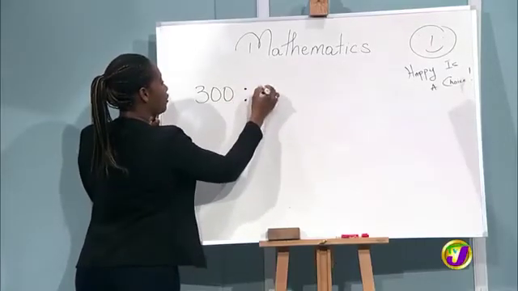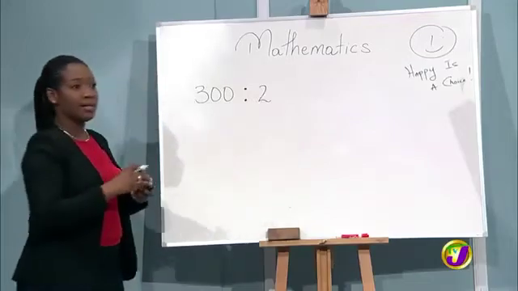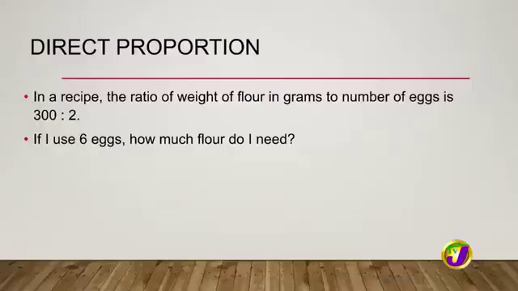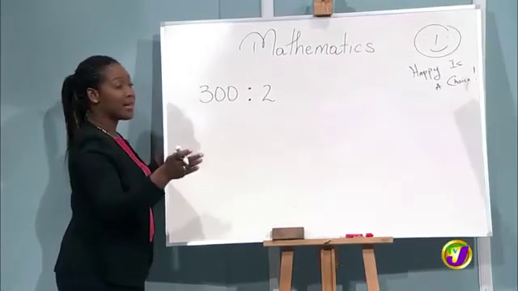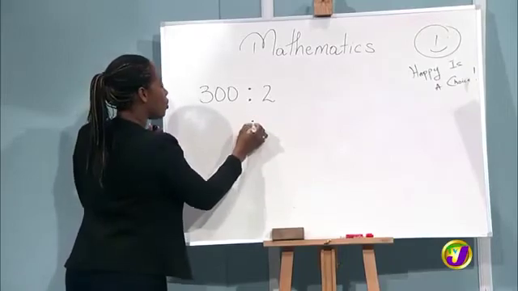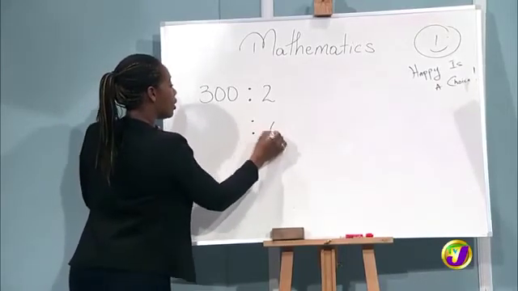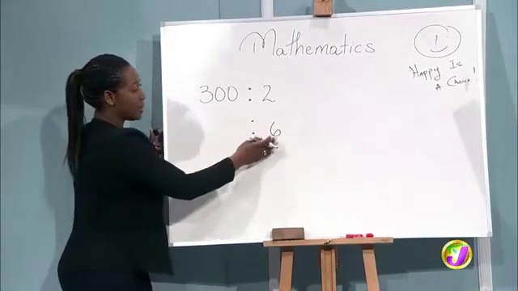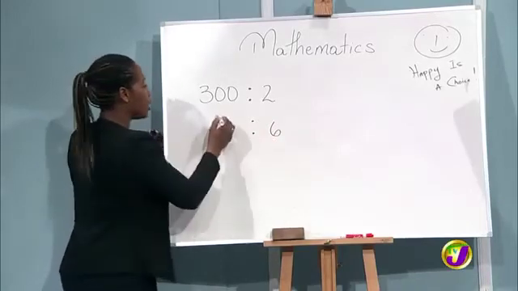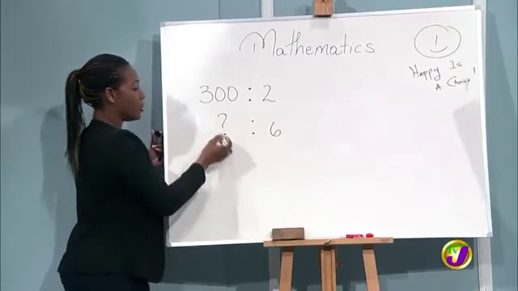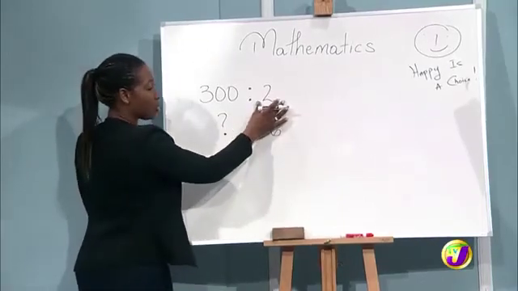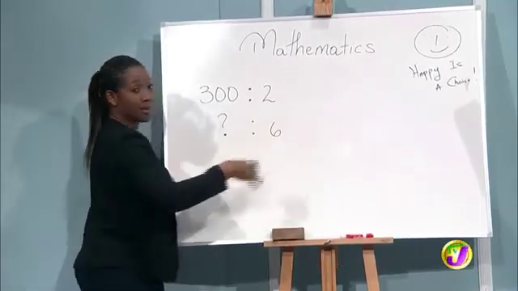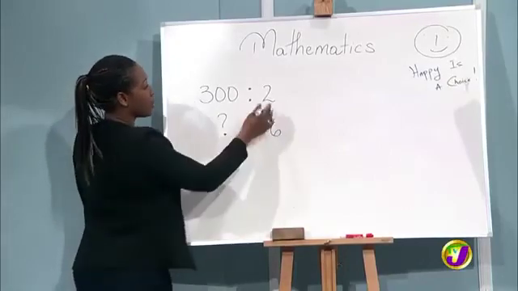And it did say flour in grams, and then it went to say number of eggs. So this is 300 grams to 2 eggs. The question then says, if I use 6 eggs, so what we're doing now, we are changing. We're looking at another ratio. 6 eggs, how much flour will we use? We don't know. But we can look at the relationship with the number of eggs that was used first to the number of eggs that is going to be used next.